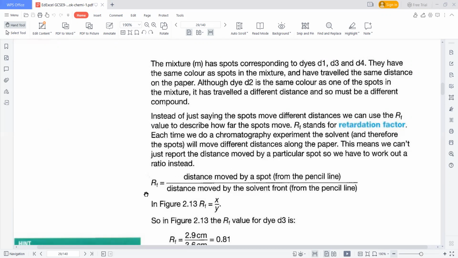The definition, the equation given there, says the distance moved by a spot from the pencil line. That was a fixed point for all, so everybody will travel from this point till the distance moved by the spot. That is a bit complicated, so I'm going to write down the simplest definition.